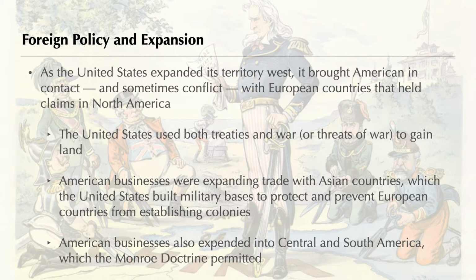Meanwhile, American businesses were expanding across the Pacific, beginning to trade with Japan, China, and other Asian countries. The United States built military bases in Hawaii and the Far East to protect this trade and prevent European countries from setting up colonies. American businesses also expanded into Central and South America. The policy of isolationism did not apply to that part of the world, which the United States, still following the Monroe Doctrine, viewed as being in its own backyard. Many times the United States sent its armed forces into Latin America. Most often the goal was to protect economic interests or national security.